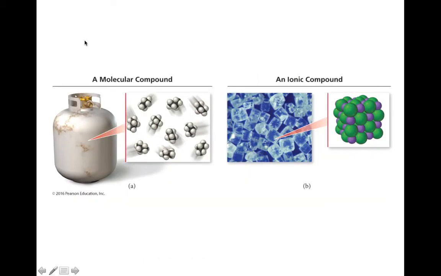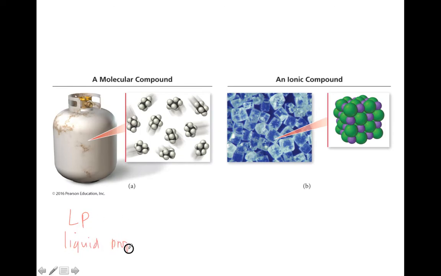So let's give it a couple examples. An ionic compound we've already seen is sodium chloride. We saw that in a previous slide, in a previous video, the one we did for ionic compounds. So an ionic compound is going to have a bunch of ions in it, right, in an array. A molecular compound is going to have things bonded, right? So here's an example. This is an LP tank. You know what LP stands for?